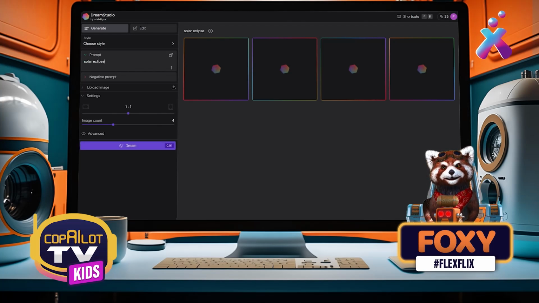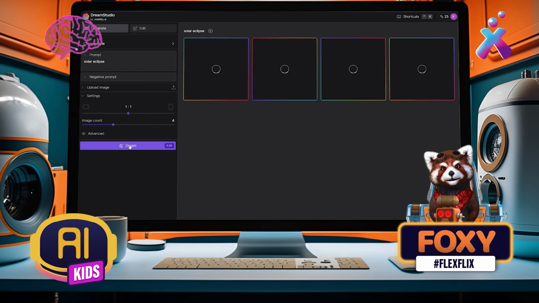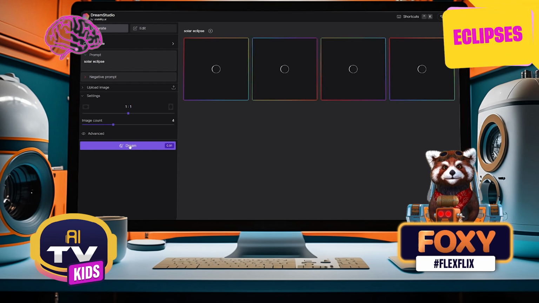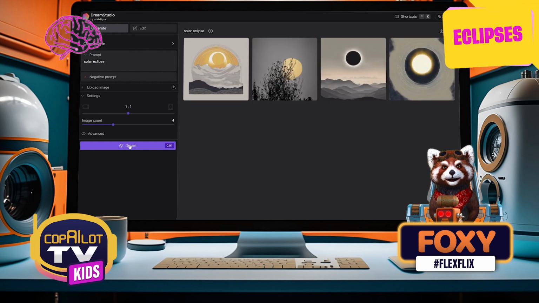Look, I was just finishing creating an image with Dream Studio, a super cool artificial intelligence tool. You can generate all kinds of images with it. I was asking for an image of an eclipse. Let's see together what image it gives us.